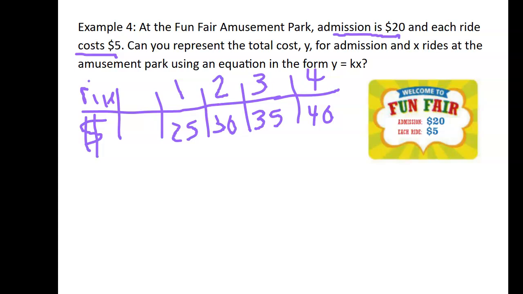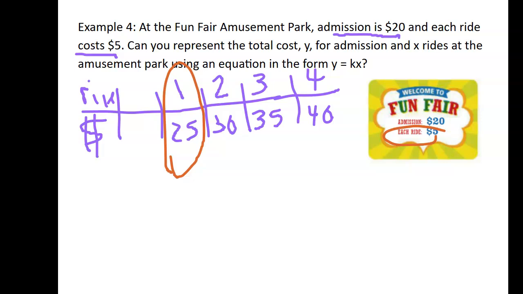So now that I do that, I can see, oh, right here, it looks like I have a unit rate because there's my one. One ride is $25. But that's not the same as right here, right? Because doesn't it say the unit rate is $5? So how are they different? Well, they're different because this $25 includes the admission fee.